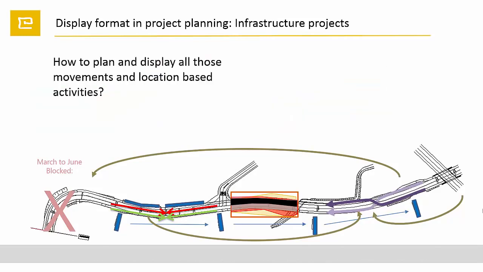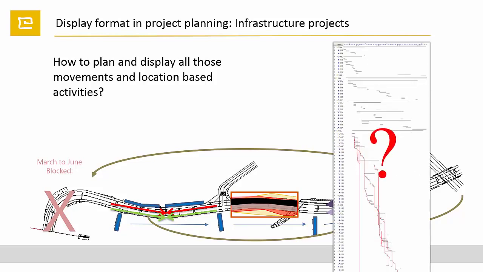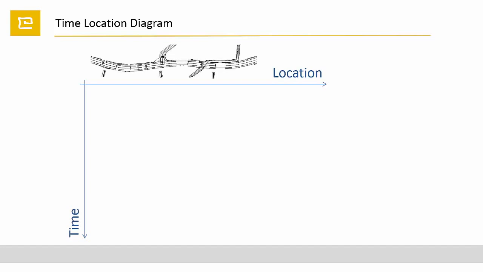So the question is, how to plan and display all those movements and location-based activities in a Gantt diagram? To be honest, even the commonly used possibilities of coding and grouping activities in a Gantt diagram do not give much more understanding of the project schedule. So let's add to the time axis in the Gantt diagram a right-angled distance axis. Very common is to display the time axis vertical and the location axis horizontal. The sitemap is added alongside the distance axis to check the location of an activity.